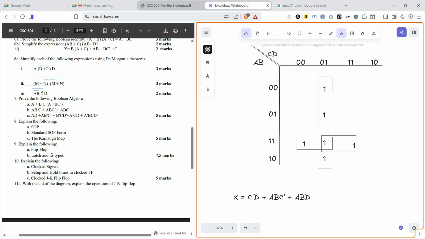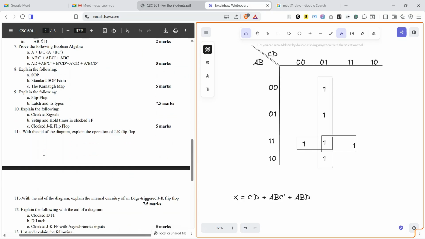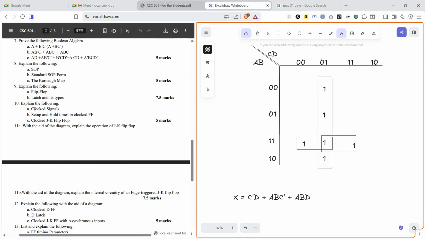I'm trying to see where it is. Okay, so there's a difference between them. The difference is that flip-flop is edge triggered, and I think latch is clock triggered. It's based on clock sequence or whatever. This part I've actually not read in detail, but if you read it, you will get it. Then the same thing applies to clock signals and JK flip-flop explanation.